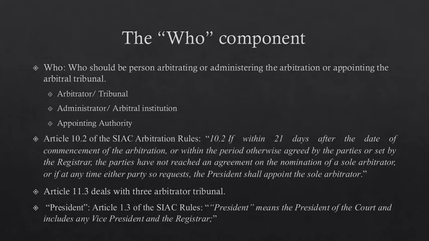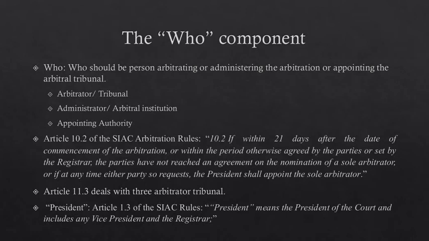Now, coming to the who question, we had discussed that the who question referred to who should be the person arbitrating or administering the arbitration or appointing the arbitral tribunal. Although this may sound simplistic, there are three different types of persons or authorities contemplated. One, the arbitrators or the arbitral tribunal. Two, the appointing authorities. And three, the administrators or the arbitral institutions. All these three authorities are different, but most of the times arbitral institutions act as appointing authorities.